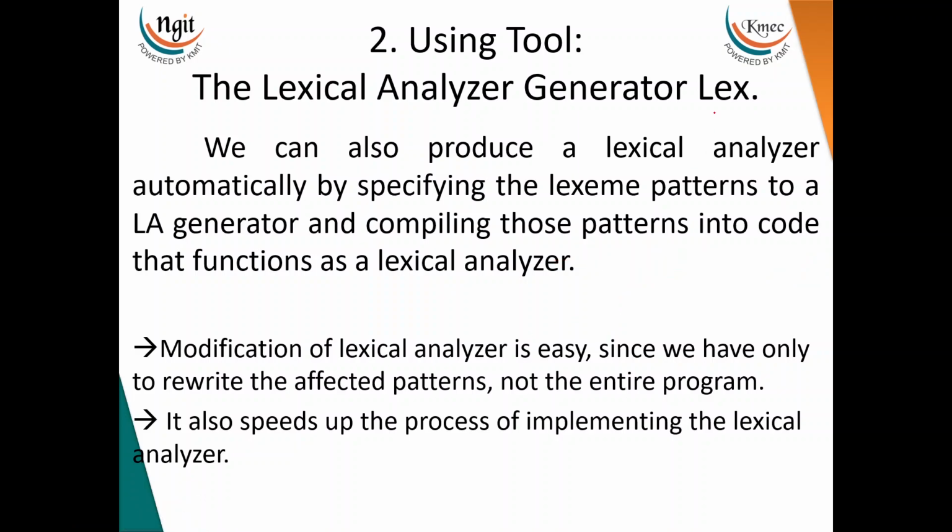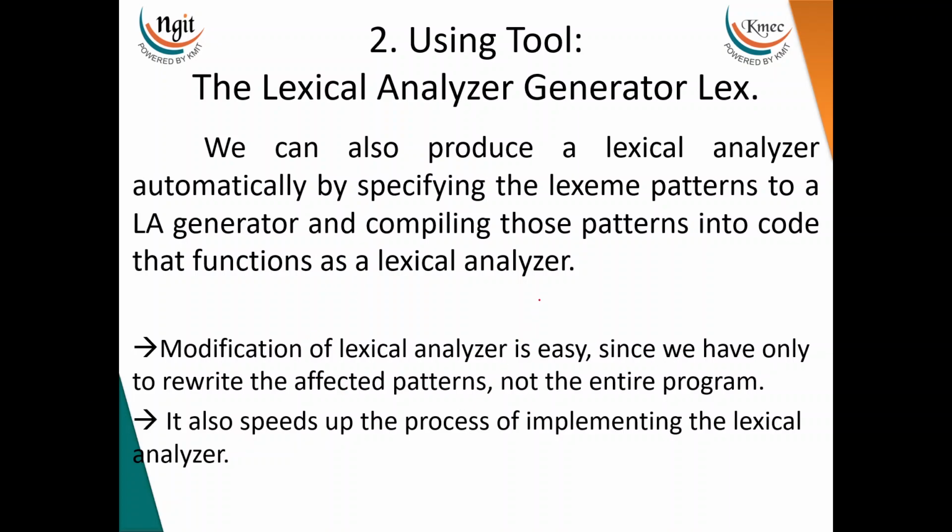For C, you are going to use LEX in the Linux operating system. In Windows, you are going to use FLEX. For Java, we are going to use JLEX. As Java is machine independent, you can use the same JLEX everywhere, but C is not like that. So we can generate a lexical analyzer automatically by giving the patterns to the generator and compiling those patterns into code that functions as a lexical analyzer in the particular language where you are writing the code.